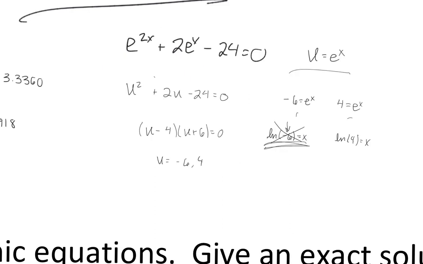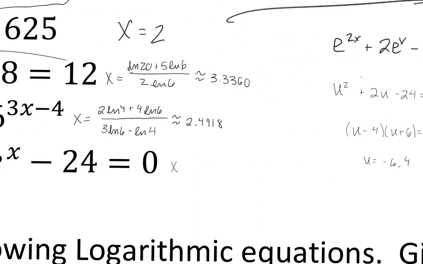So we know that our solution is going to be x equals natural log of 4, and plugging that into the calculator is going to give us approximately 1.3863. Perfect.